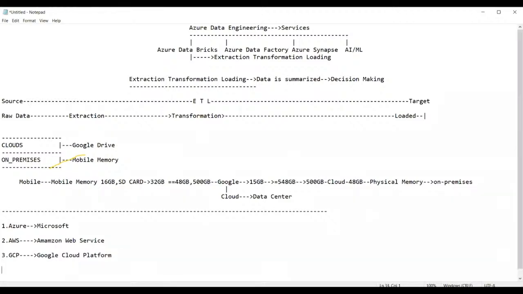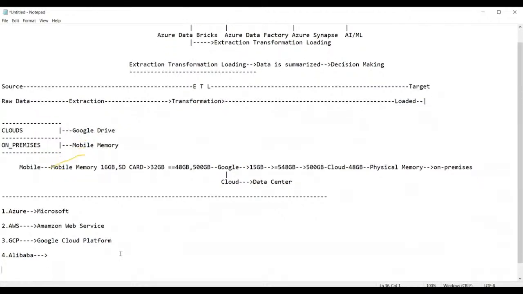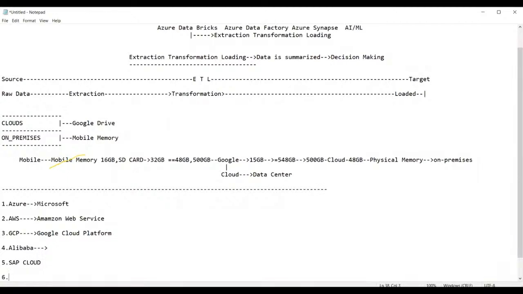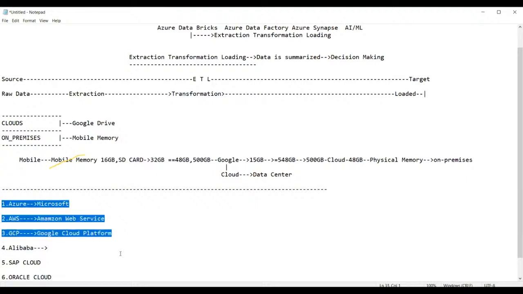Then afterwards we have Alibaba, a China-based cloud provider. And then we have SAP Cloud. Likewise, Oracle Cloud is there, etc. These are all the cloud providers. But the market leaders are the first three, and number one in providing cloud services is Azure.